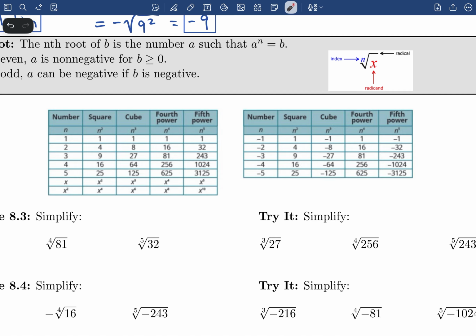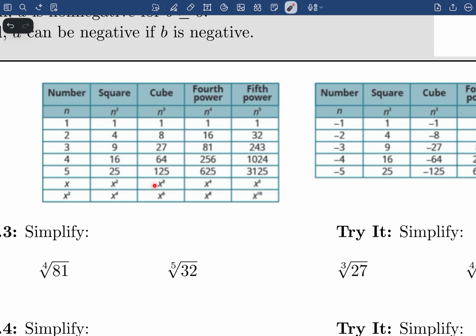All right, now, we could call that number x. We're going to see that a lot. We're going to have variables in the mix. And so, if I take x and I square it, it's x squared, x and cube it, x cubed, and raise it to the fourth, raise it to the fifth.